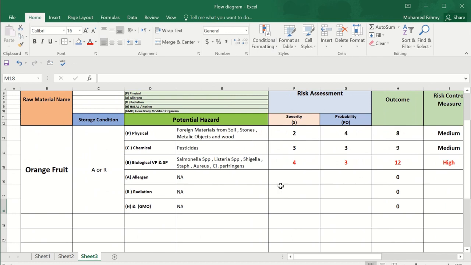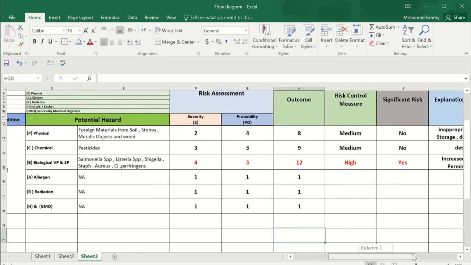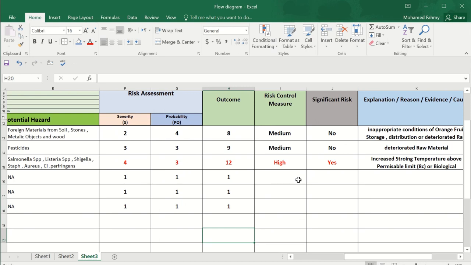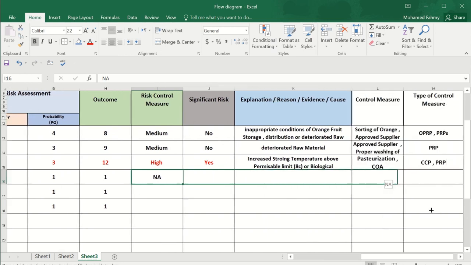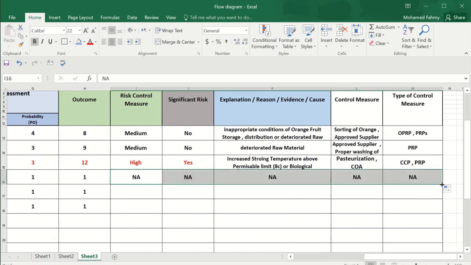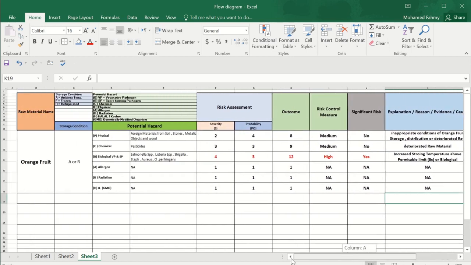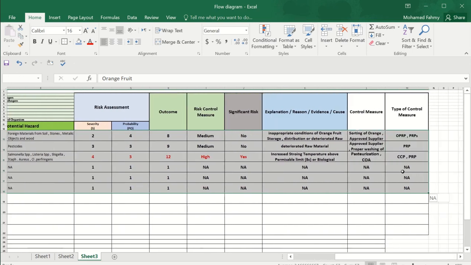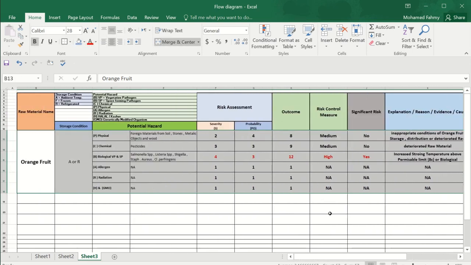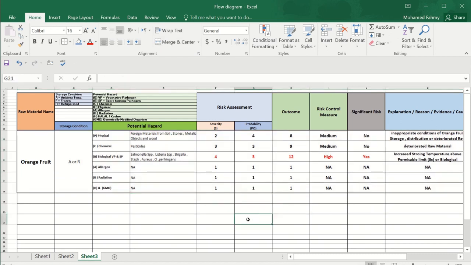And the other items, allergen, radiation, and so on, one by one, are not applicable. Now we have finished the first raw material, the orange fruit, with all the items in this very important table. Thank you very much, and we will continue in the upcoming video with the rest of the raw materials.